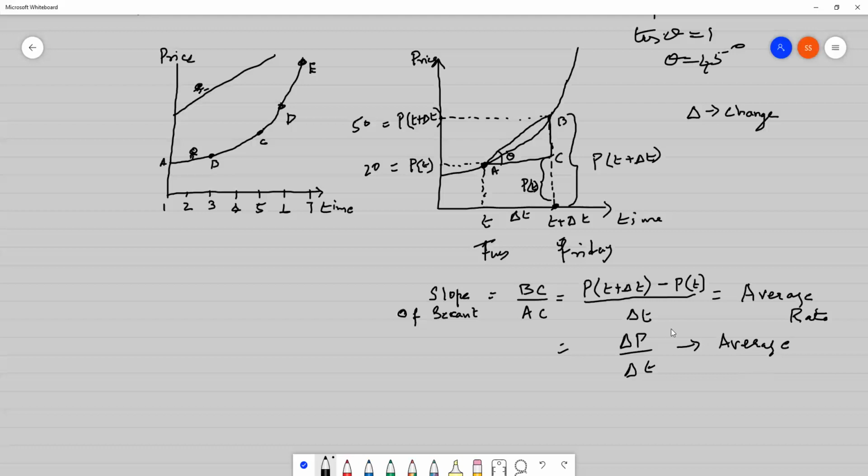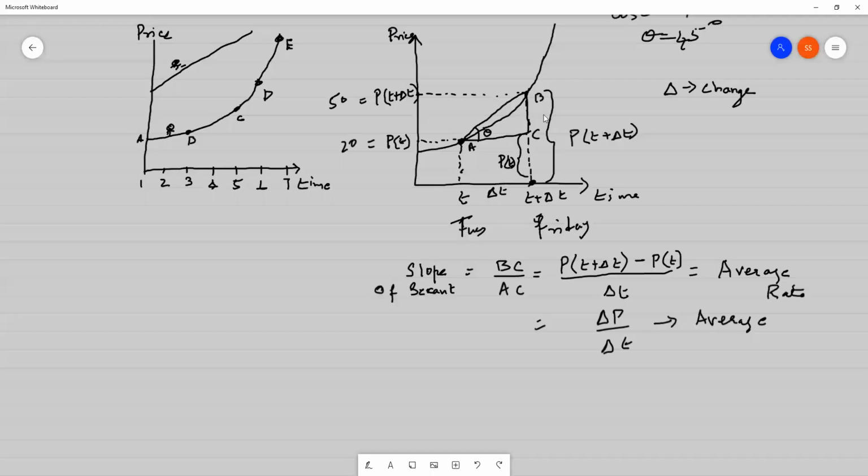So that is what you call the slope of the secant. The slope of the secant always represents the average rate. Now listen, this is very, very important. We are getting into a very important concept. Slowly we are getting into the most important concepts.